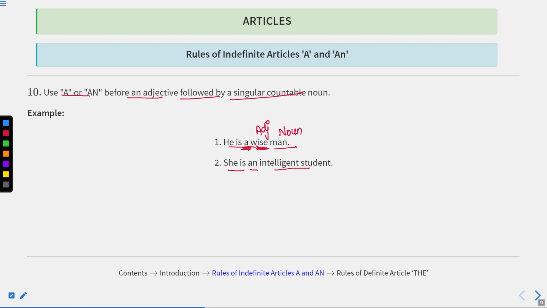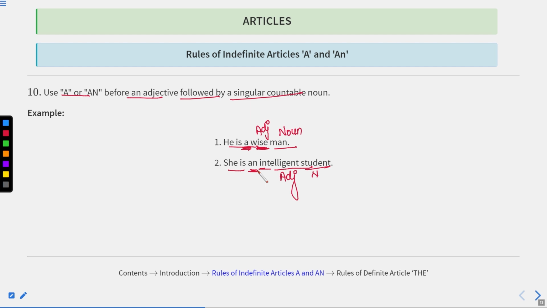She is an intelligent student. So intelligent is an adjective, student is a noun, and this intelligent begins with I, a vowel sound. That is why I have used an before it. Okay, she's an intelligent student. Now if I just remove this intelligent from here, I can write she's a student. So this can be the concept to use an indefinite article in a sentence.